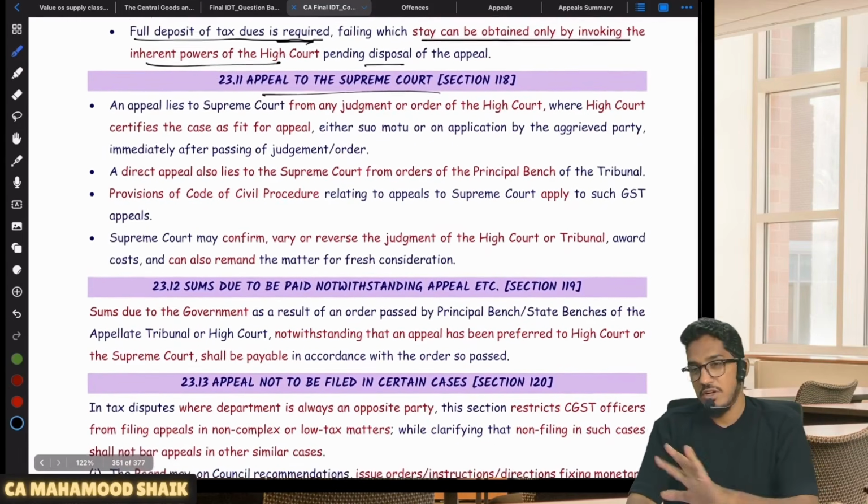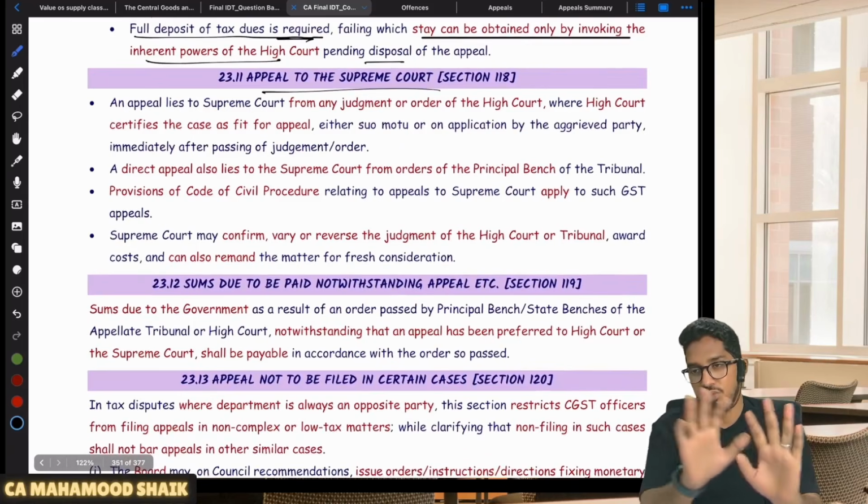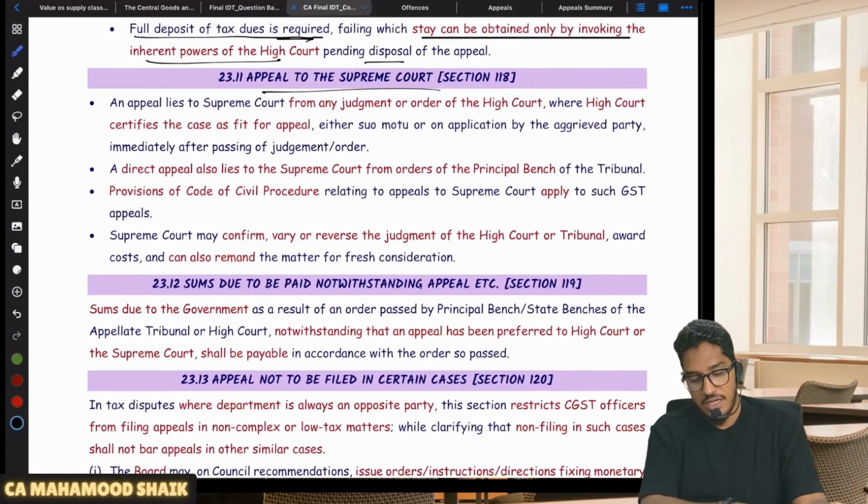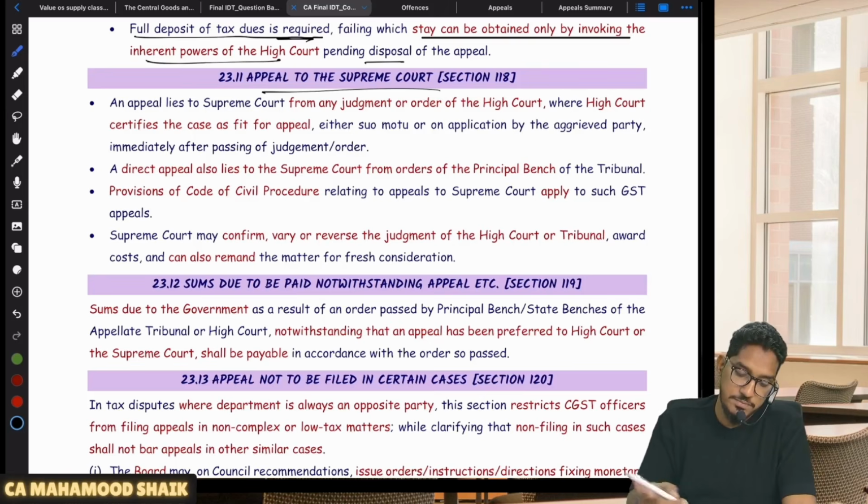See, I have told you, they will not talk much about it. Why? Because these are all judicial proceedings. We are reading IDT for CA or CMA final. We are not preparing for LLB. So that's why there is no need to go into details of the High Court and Supreme Court.